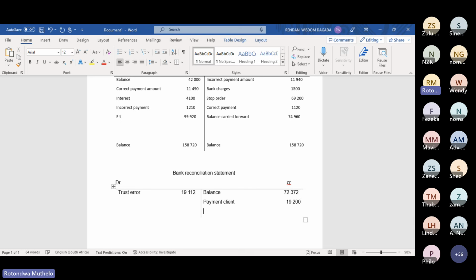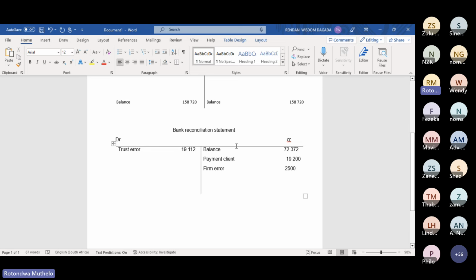We know how to reverse errors, like we did with the trust error. We're going to use the same steps we used on the trust error. So we come here and say, let's just say, firm error. Now we check. We do the same step we did in step 1: we check which side has bigger amounts.